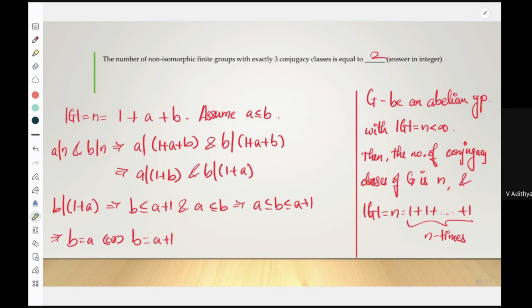So now what are the other properties of this class equation? All these individual terms divide the order of the group. So we have A divides the order and B divides the order. So we have A divides 1 plus A plus B and B divides 1 plus A plus B. And since A already divides A, we will get A divides 1 plus B and B divides 1 plus A. Now since B divides 1 plus A, B has to be less than or equal to 1 plus A. And we already have A is less than or equal to B. So we have the bound A less than or equal to B less than or equal to A plus 1. So B is either A or A plus 1.